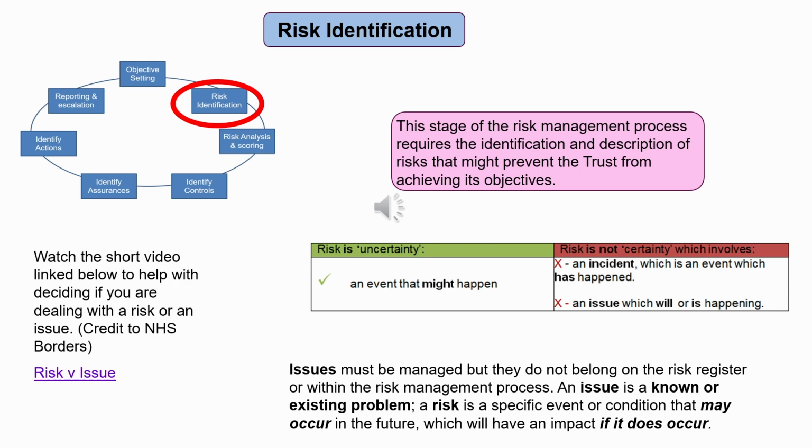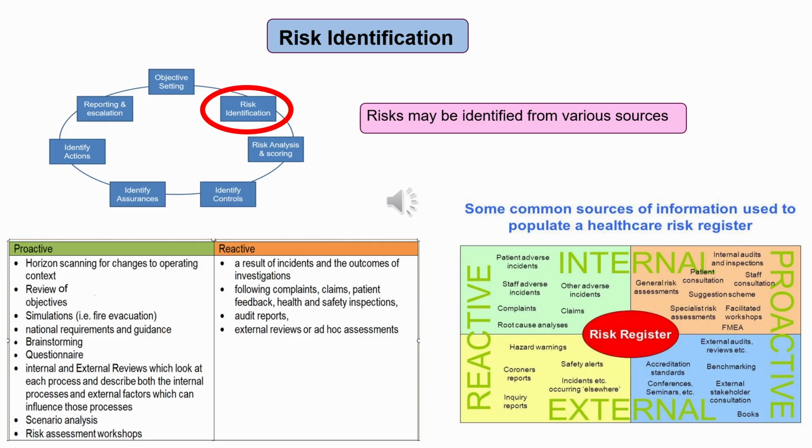Still on the subject of risk identification, risks can be identified from various sources, which can be divided into proactive and reactive. Examples of proactive risk identification are horizon scanning for changes to operating context, for example, the prospect of winter pressures, review of objectives, simulations, for example, a fire drill, national requirements and guidance, NICE guidance for example, brainstorming, questionnaires, scenario analysis, and risk assessment workshops.